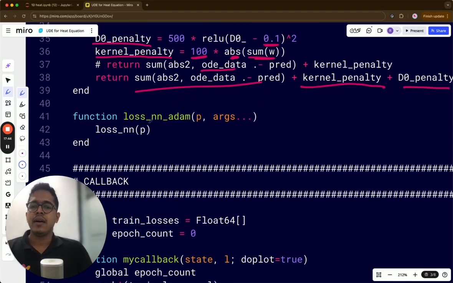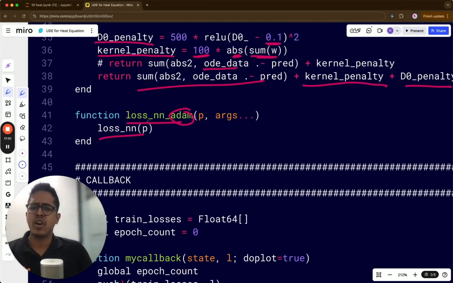And then you are calling this loss function using this loss neural network Adam. So Adam optimizer is what we'll be using. This function is not needed actually, because I am just using it to call this loss function, but you can not have it also.